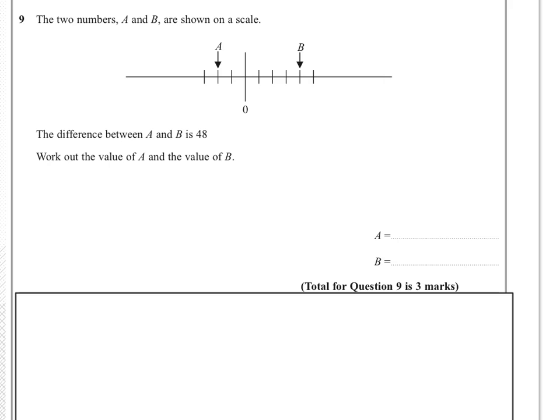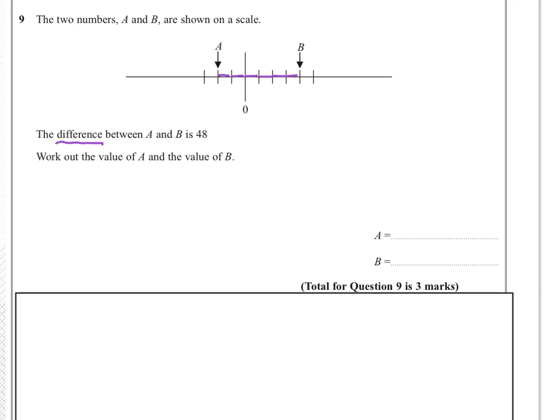Question 9. The two numbers A and B are shown on a scale. It says the difference between A and B is 48, and it wants you to work out the value of A and the value of B. So the key word for me here is difference. So how different are they? Well, how many gaps are there here? 1, 2, 3, 4, 5, 6 gaps.